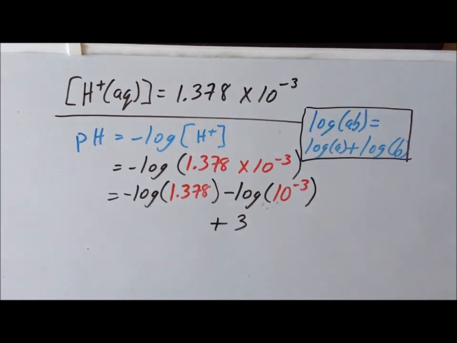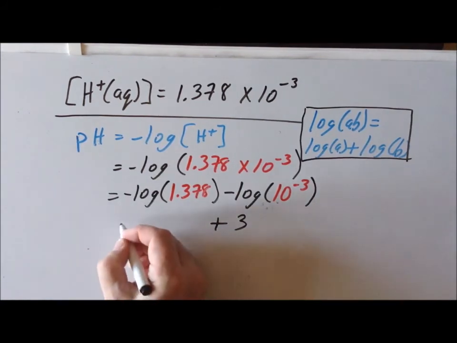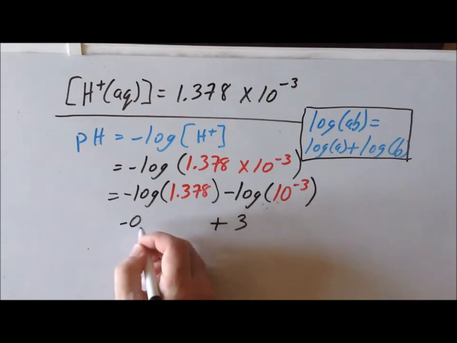The minus log of 1.378, you probably won't be able to do in your head. I can't do that. So we would use our calculator for that particular expression, and we would find that this is 0.139937.